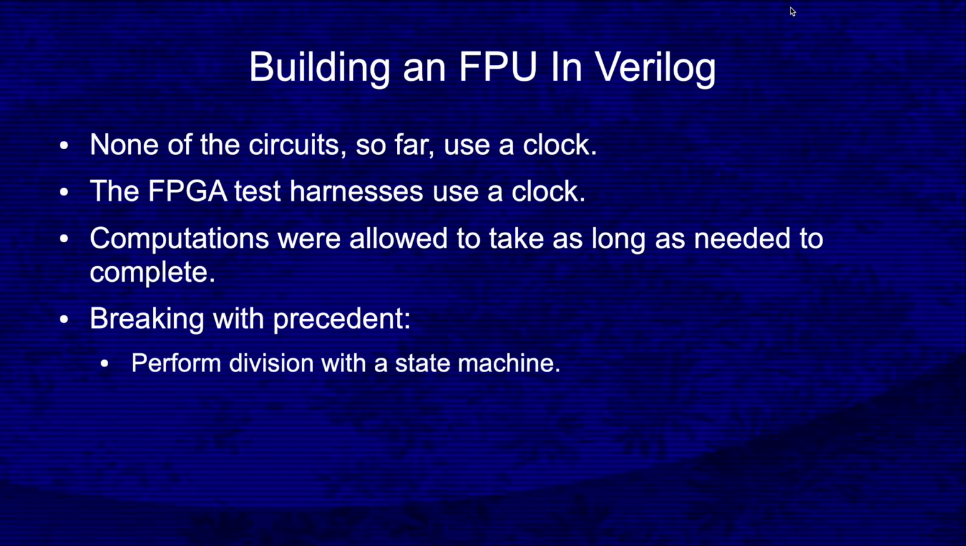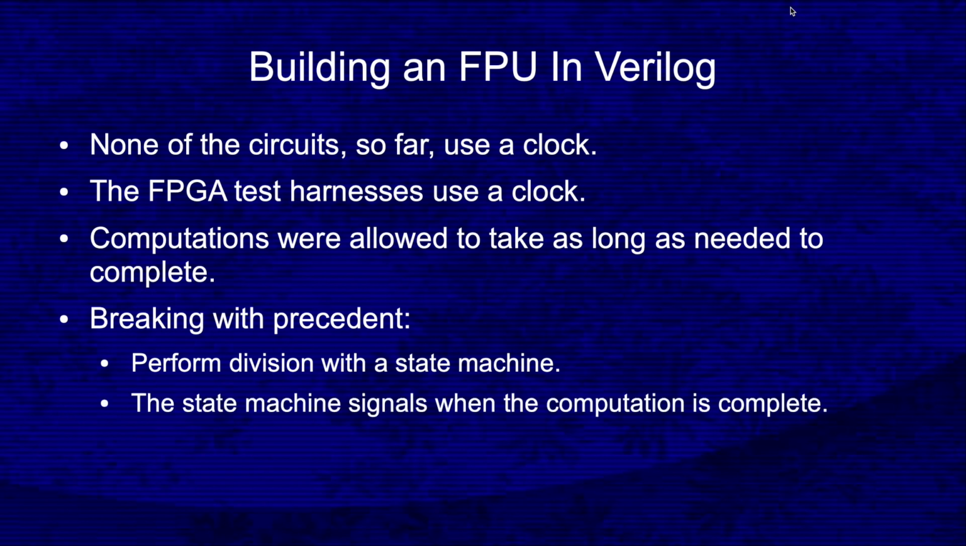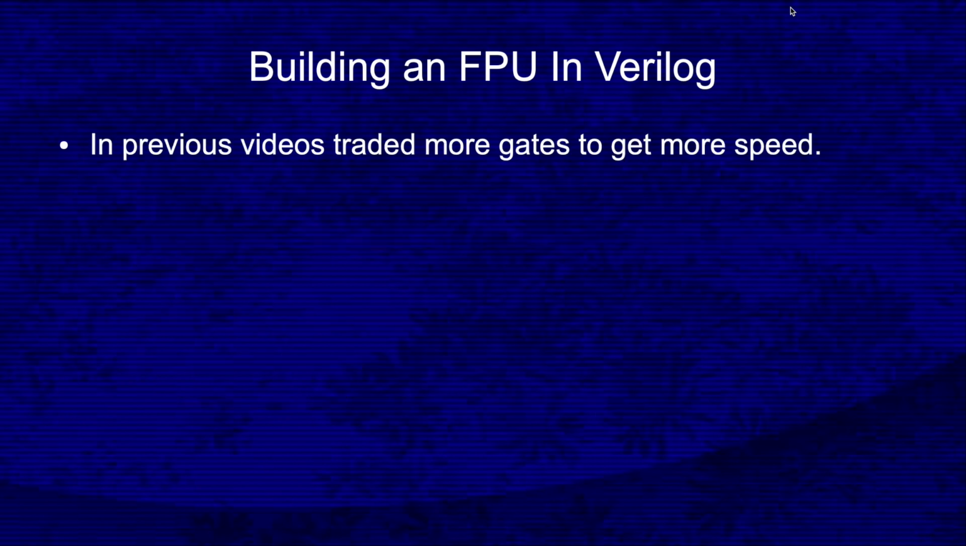This version of the division circuit computes the quotient using a state machine which is driven by a clock. More than that, the state machine, depending on the input values, will complete in a variable number of clock cycles. For this reason, the state machine generates a signal to inform the rest of the system that the operation has completed. The state machine has another difference.